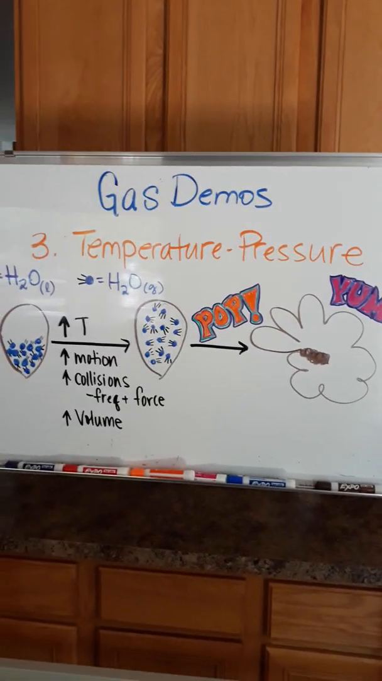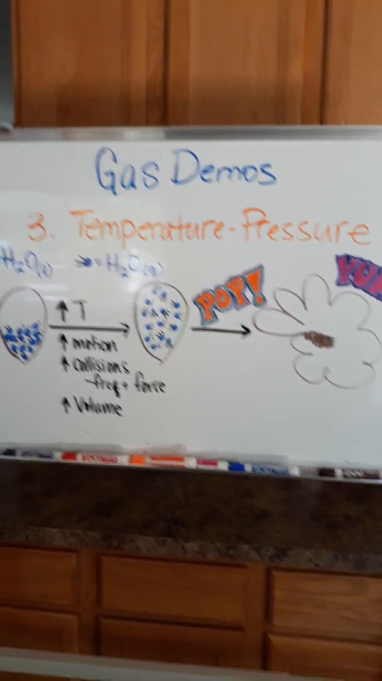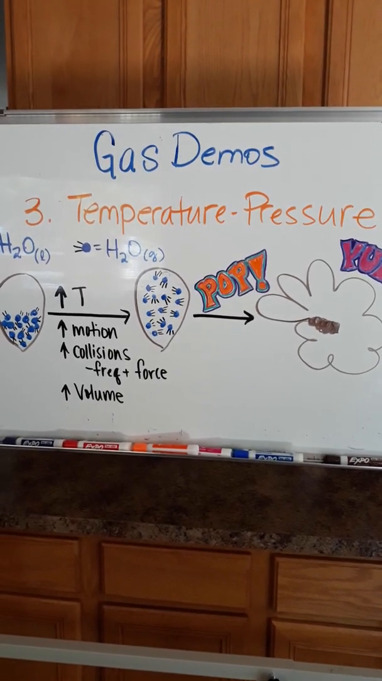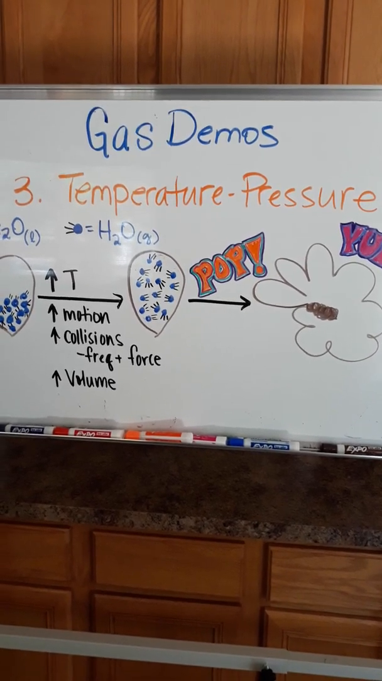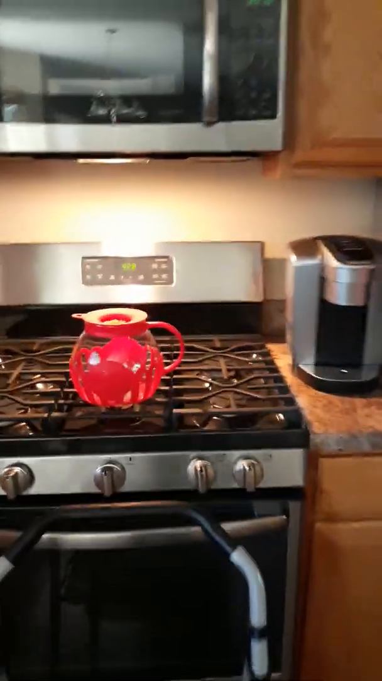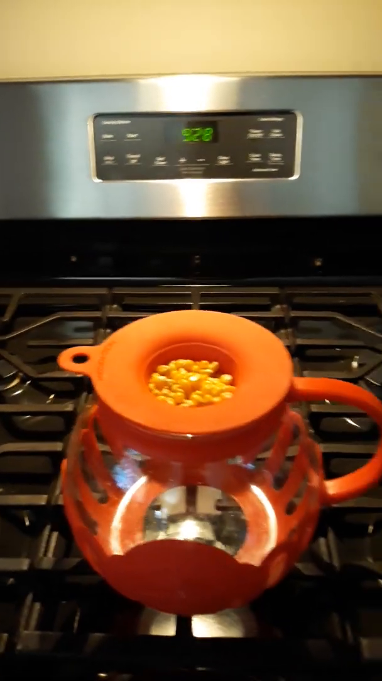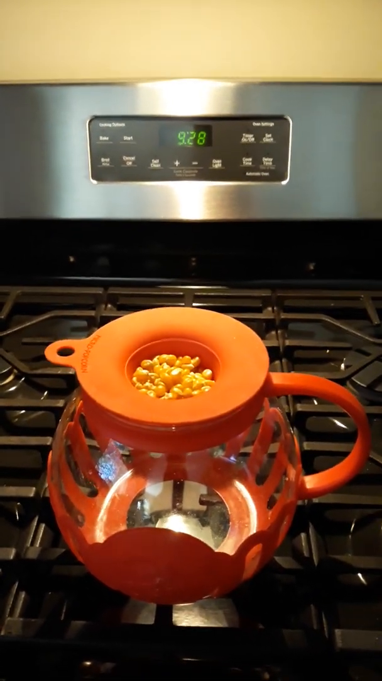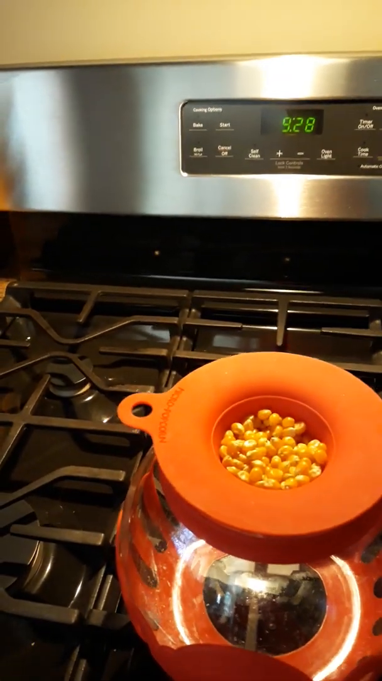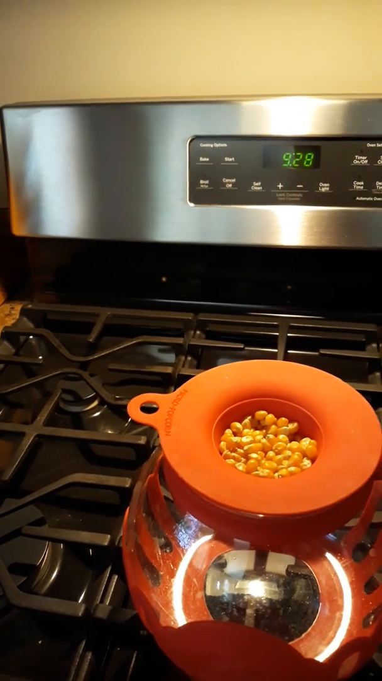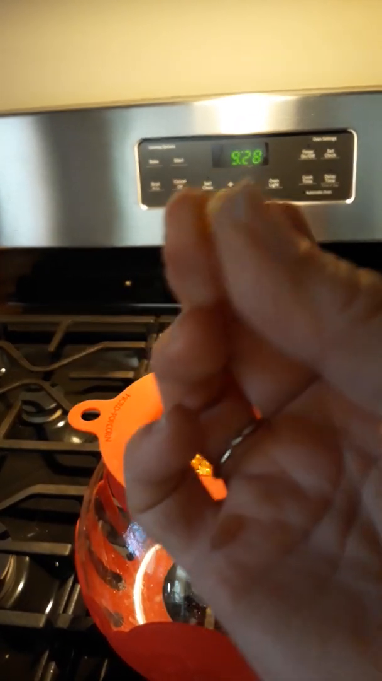All right, this is going to be our last demonstration. This is number 3. We're going to look at the relationship between temperature and pressure of a gas in my chemistry kitchen. And to demonstrate that, I'm going to make for you one of my most favorite treats of all time, popcorn. And so I'm going to go ahead and put this in, and I'm going to tell you a little bit about what is going on inside of a single little kernel of corn.